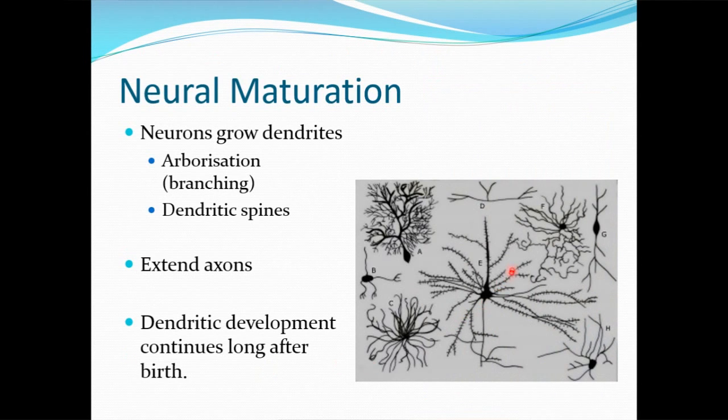Now, when we think about neural maturation, what do we mean? The neurons mature, but what does it mean? It means, firstly, the neurons grow dendrites, not only the arborization, where they're making new branches, but also the spines on the dendrites. Their axons become extended, and dendritic development continues long after birth.